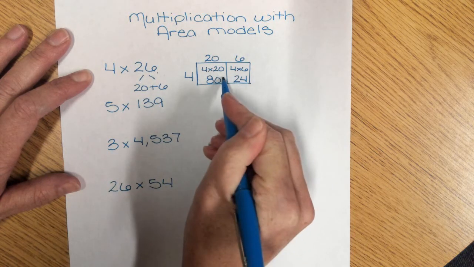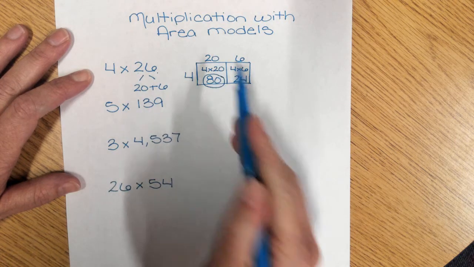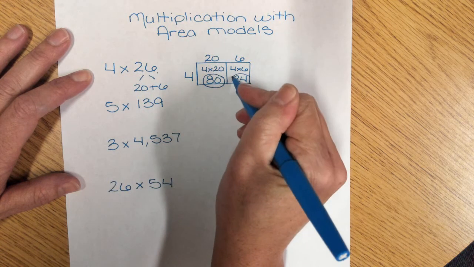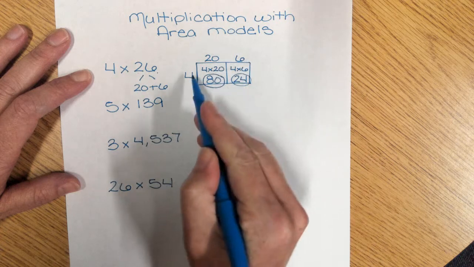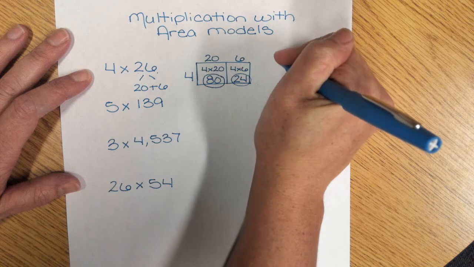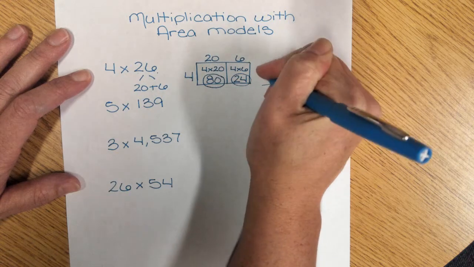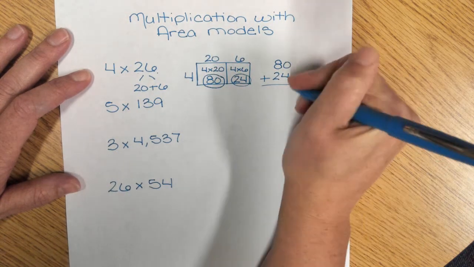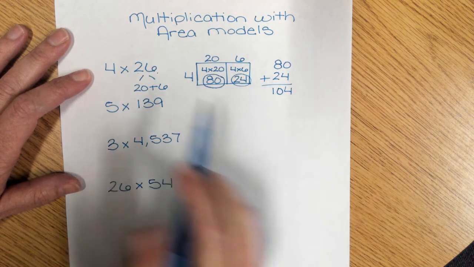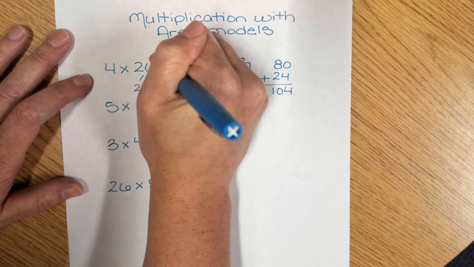Now this is what we call partial products. So this answer here, 80, is only 4 times 20. I'm looking for 4 times 26. That's why I need this box here too, which is my 6 times 4, which gives me 24. What I have to do with my partial products is I need to add them together. So 80 plus 24 gives me 0 plus 4 is 4. 8 plus 2 is 10. So my answer to 4 times 26 is 104.